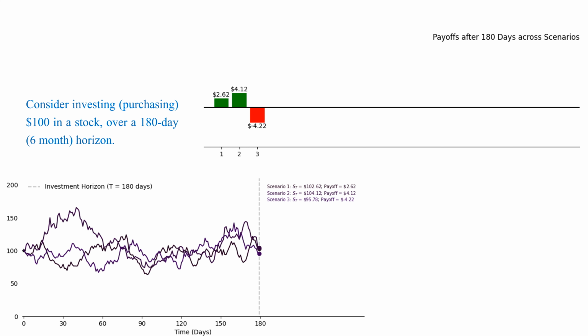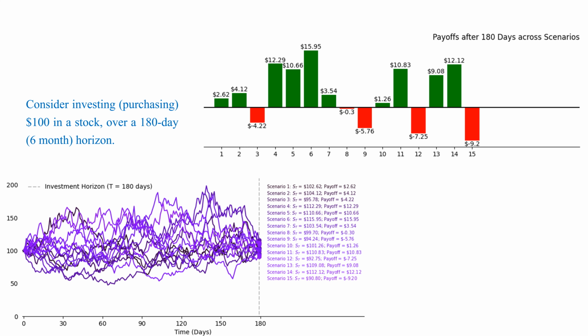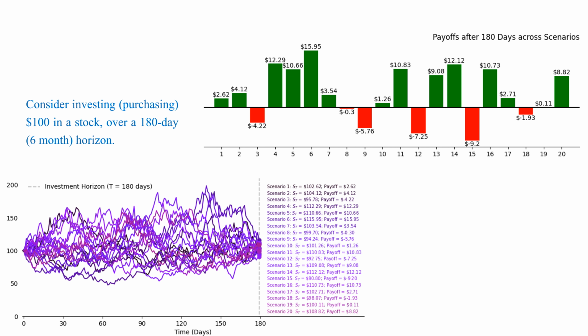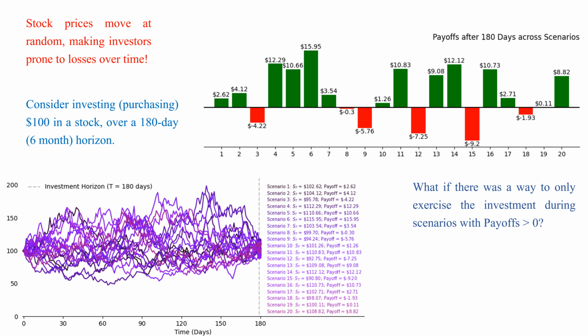Now, similarly, if you look over 9 scenarios, 15 scenarios, and even 20 scenarios, you can see that the payoffs would vary. So in all of these hypothetical scenarios, we learn that investors can be prone to losses over time as stock prices move at random. So let's consider these 20 scenarios for this video and imagine if there was a way to only exercise the investment in scenarios where payoffs are greater than zero.